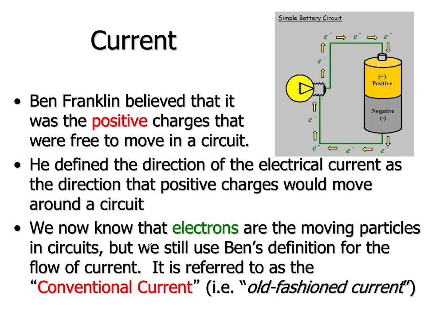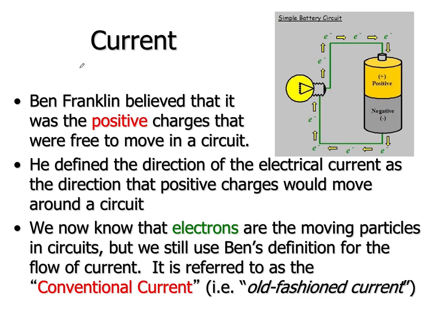Now, the other mea culpa in this chapter: Ben Franklin. Great guy. Invented libraries, fire service, a whole bunch of other things. Worked with electricity. We discovered that lightning was electricity, but he made one major mistake. What did he believe? He believed that it was positive charges that were free to move in the circuit. It was an educated guess.